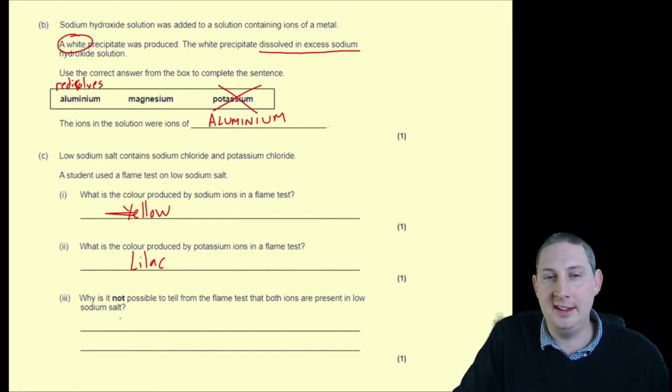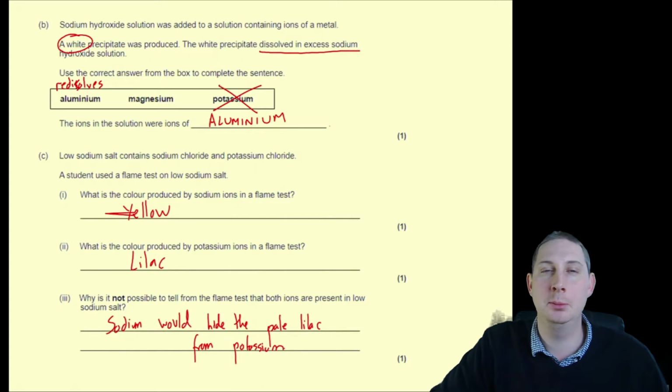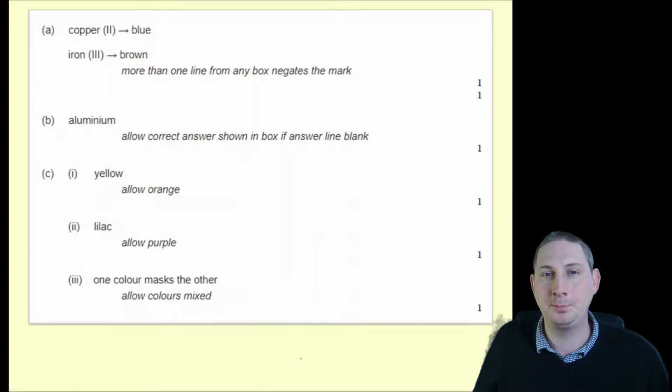The fact is that the sodium would hide the pale lilac from potassium. So sodium is a very intense bright yellow colour, potassium is a pale lilac, you wouldn't see it. So let's just have a quick look at the mark scheme.